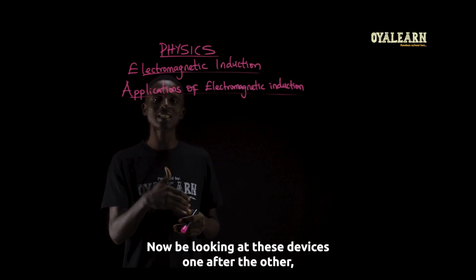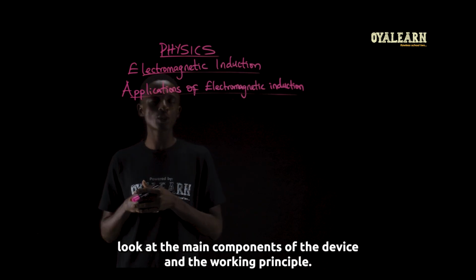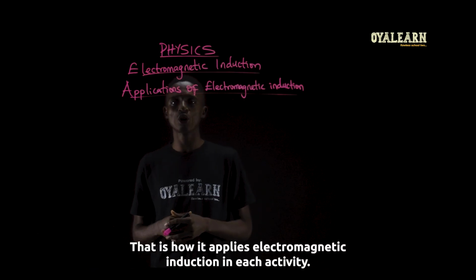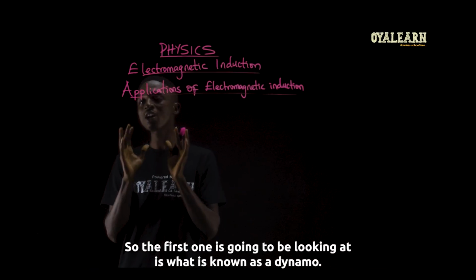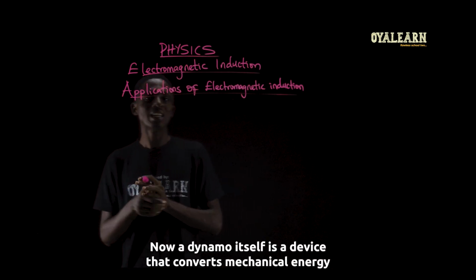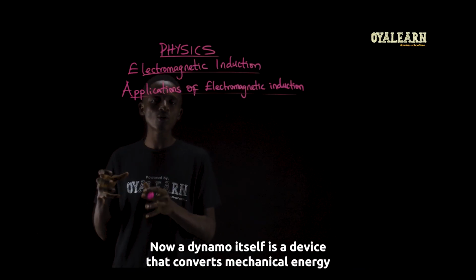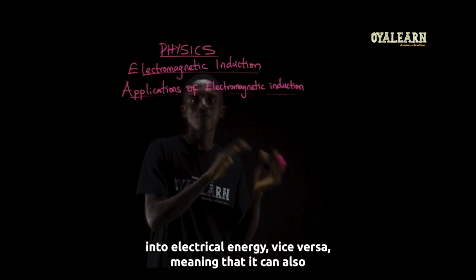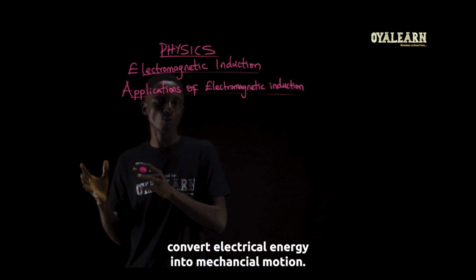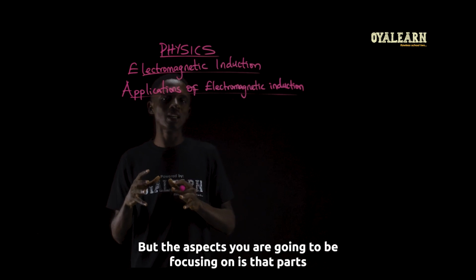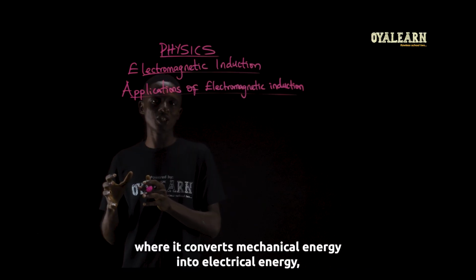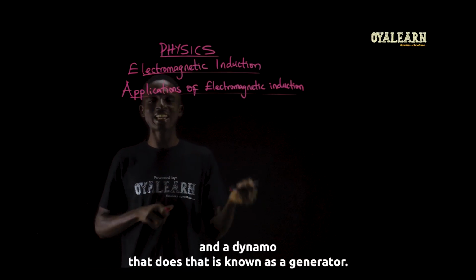Now we'll be looking at these devices one after the other. Look at the main components of the device and the working principle, that is how it applies electromagnetic induction in its activity. So the first one we're going to be looking at is what is known as a dynamo. Now, a dynamo itself is a device that converts mechanical energy into electrical energy, and vice versa, meaning that it can also convert electrical energy into mechanical motion. But the aspect we're going to be focusing on is that part where it converts mechanical energy into electrical energy. And a dynamo that does that is known as a generator.